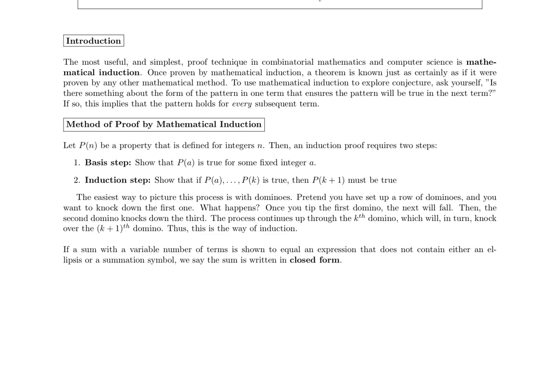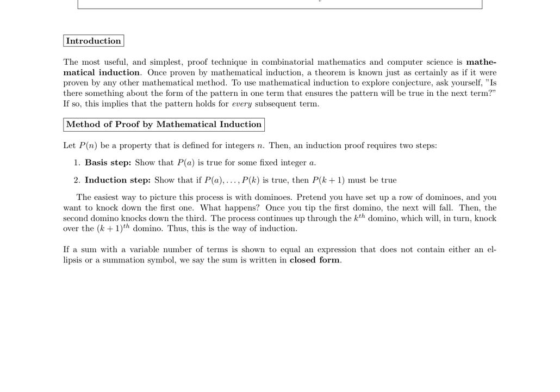The easiest way to picture this process is with dominoes. We're going to pretend that we've set up a row of dominoes and you want to knock down the first one. Once you tip the first domino, the next one will fall. Then the second domino knocks down the third, the fourth will knock the fifth, etc. The process continues up through some arbitrary kth domino, which will then in turn knock over the (k+1)th domino. Thus, this is the way of induction. We will show that if the kth domino falls over, then the (k+1)th domino must fall over.